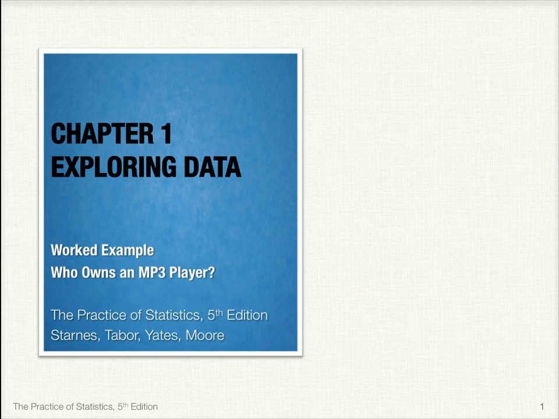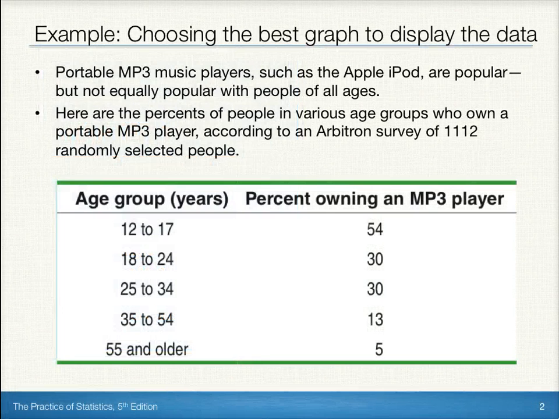In this example, we'll take a look at how to construct a bar graph for a set of data. We'll also see whether or not a pie chart would be appropriate for that same set of data. Portable MP3 music players such as the Apple iPod are popular, but not equally popular with people of all ages. The table here displays the percent of people in various age groups who own a portable MP3 player. This data was gathered from a randomly selected group of 1,112 individuals in an Arbitron survey.